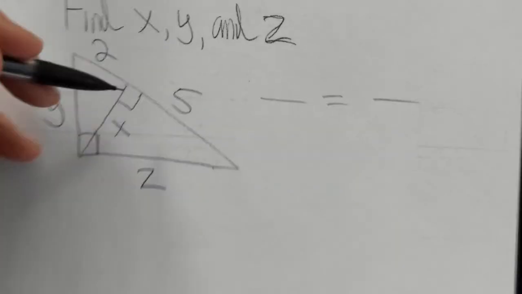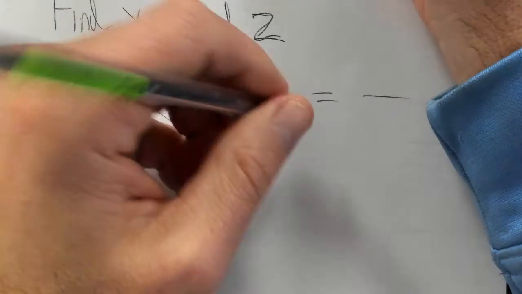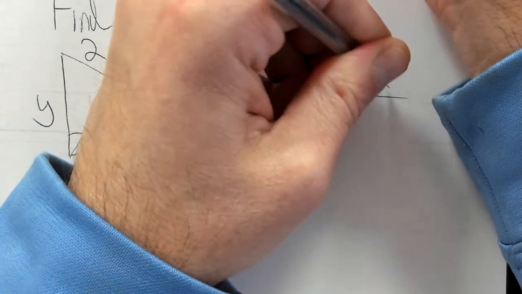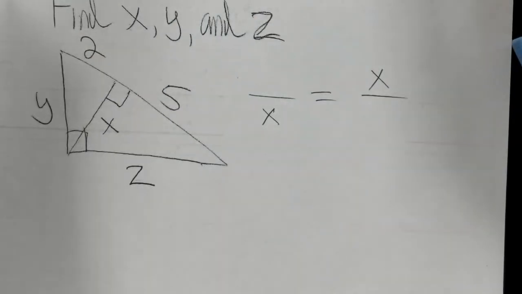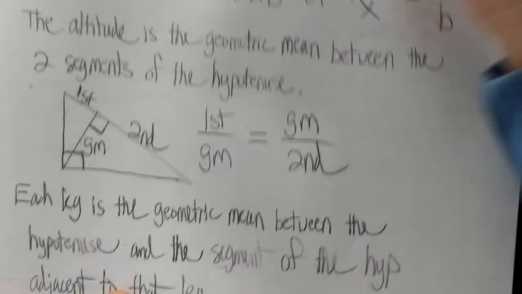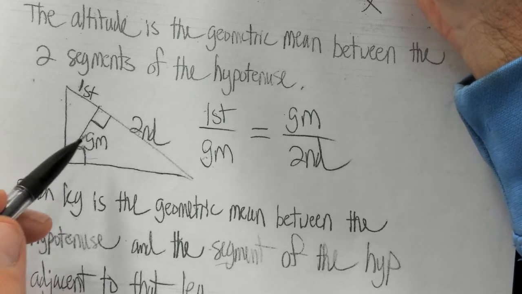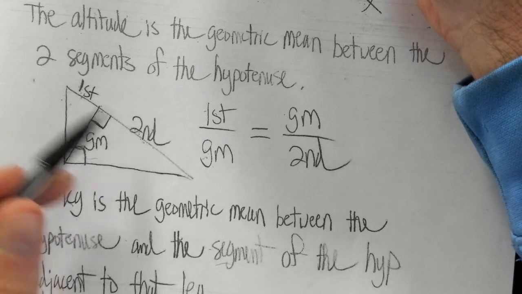Okay, so my altitude in this case is x, which means I'm going to put an x in this blank, and I'm going to put an x in this blank. So these are the two blanks that are going to have x's in them. Now, what's the rest of the proportion? The altitude is the geometric mean between the two pieces of the hypotenuse.